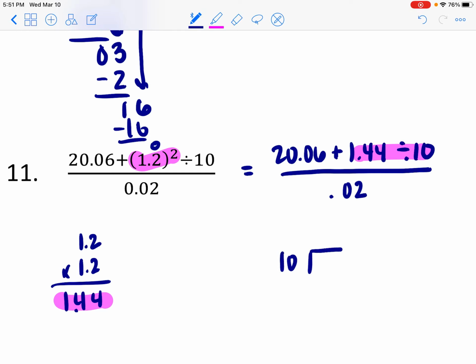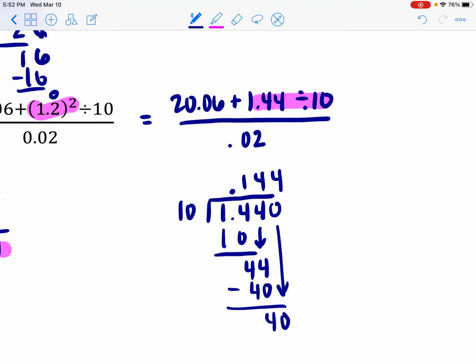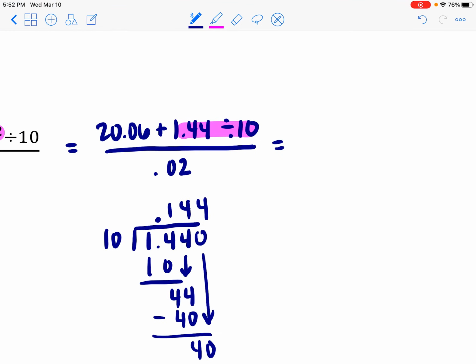So 10 into 1.44. Decimal is going to go here. 10 goes into 14 once. That's going to be 10. Got 4 left. And 44, it's going to go in 4 times. That's going to be 40. And if I subtract, I have 4 left. I'm going to tack on a 0 here. And how many times is it going to go into 40? Again, 4. So we get 0.144, the decimal moving the other direction. So now we have 20.06 plus that quotient, 0.144, and then we still have to divide by 0.02. So we'll do the addition on the top of the fraction next.